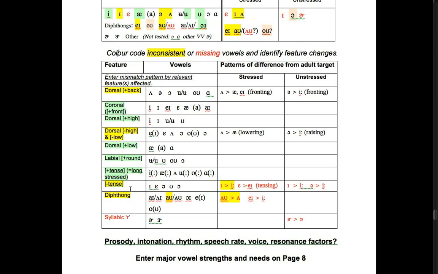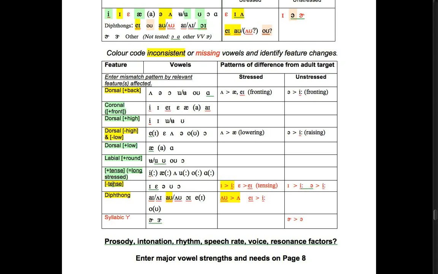Almost. A is also listed as dorsal minus high minus low, and coronal plus front. So it to A will only be recorded under minus tense. The logic being that lax has changed to tense A, all other features remaining the same. Okay. It also becomes a diphthong.